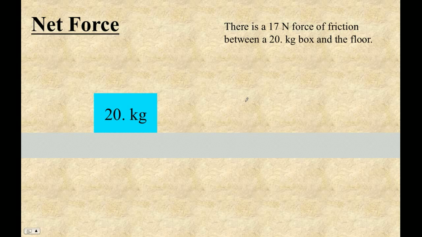Well, I'm excited to be back in Blue Pen Land. I'm excited to be back in Blue Pen Land too. It's time to do some net force problems. Yes, we are going to do that.